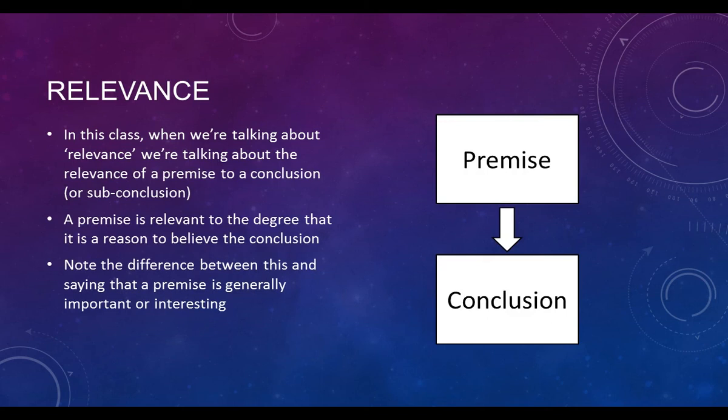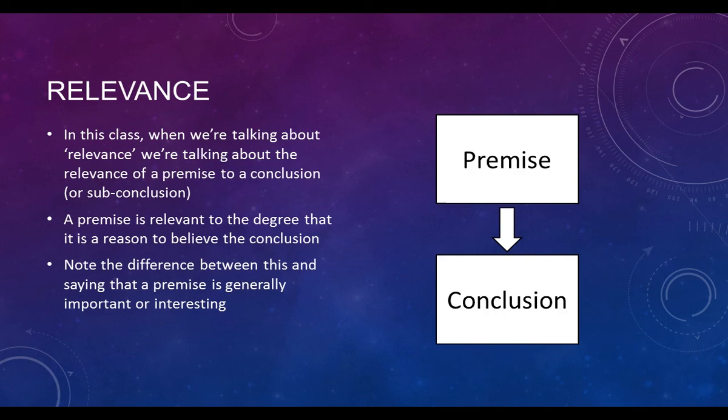Good. All right, so let's talk about relevance. In this class, when we're talking about relevance, what we mean is the relevance of a premise to a conclusion. So relevance in this case is always a relative term. It's asking: is this premise relevant to establishing that you should believe this subconclusion or this conclusion? And it's relevant to the degree that it does that.